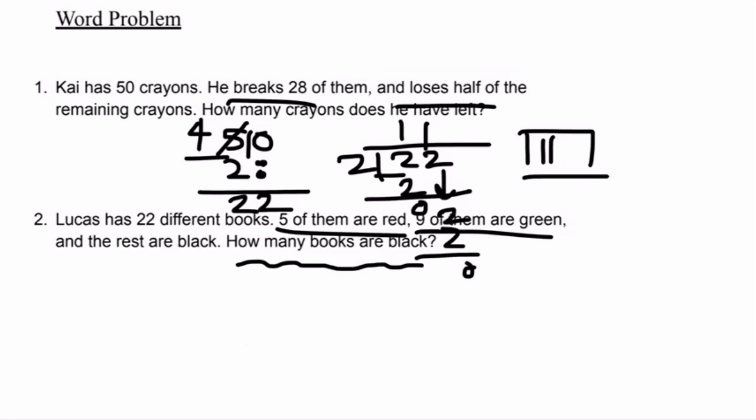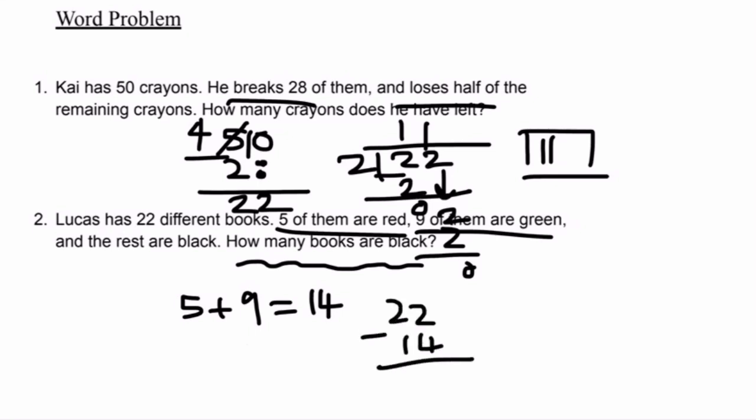First, we need to add 5 plus 9 to determine how many books are not black. 5 plus 9 should equal 14. Now we subtract 14 from 22 to determine the remaining number of books. 22 minus 14. We can't subtract 4 from 2, so we borrow from the tens. 2 becomes a 1. 2 becomes 12. 12 minus 4 equals 8. 1 minus 1 equals 0. Therefore, Lucas has a remaining number of 8 books that are not red or green and instead are black.